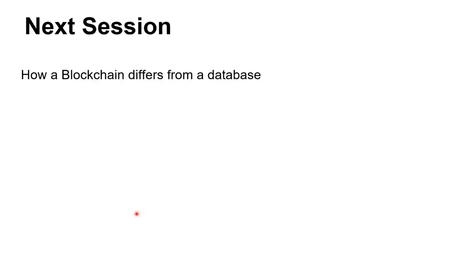And next, we'll review how a blockchain differs from a database. They are both repositories of data. Blockchain is a repository of data, and a database is a repository of data. But the way they manage data and the way they process data is quite different.